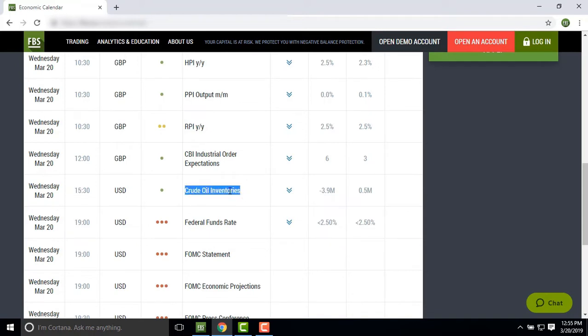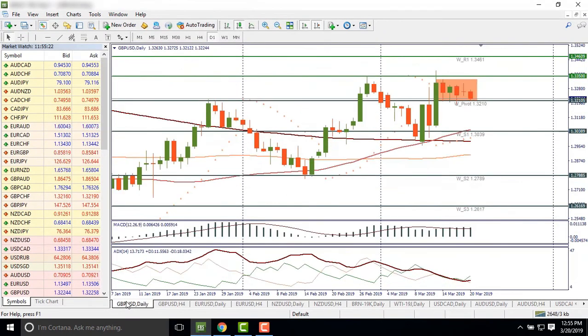The release of crude oil inventories is anticipated at 16:30 MetaTrader time. Analysts expect an increase in the number of barrels. If the actual level is lower, the prices for oil will rise. Now let's look at the charts.